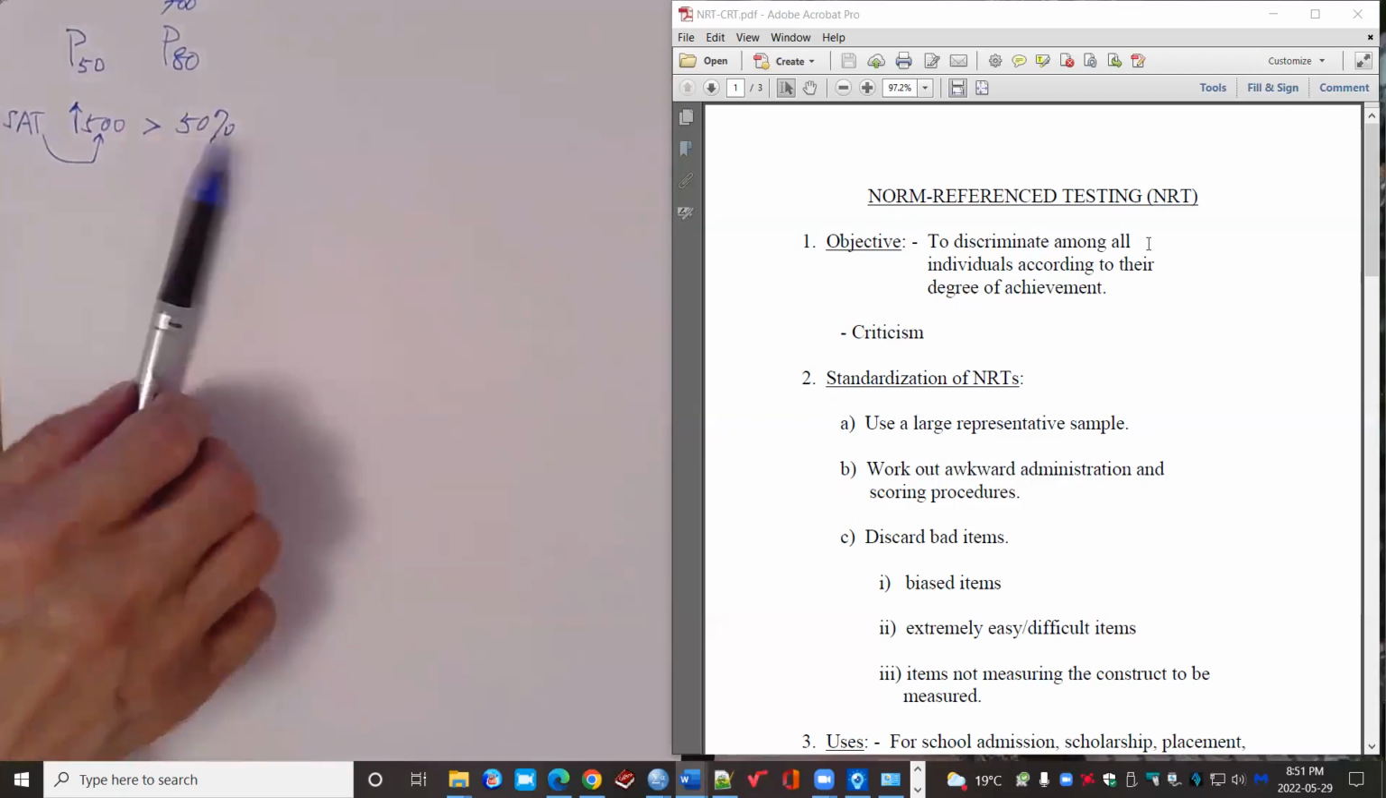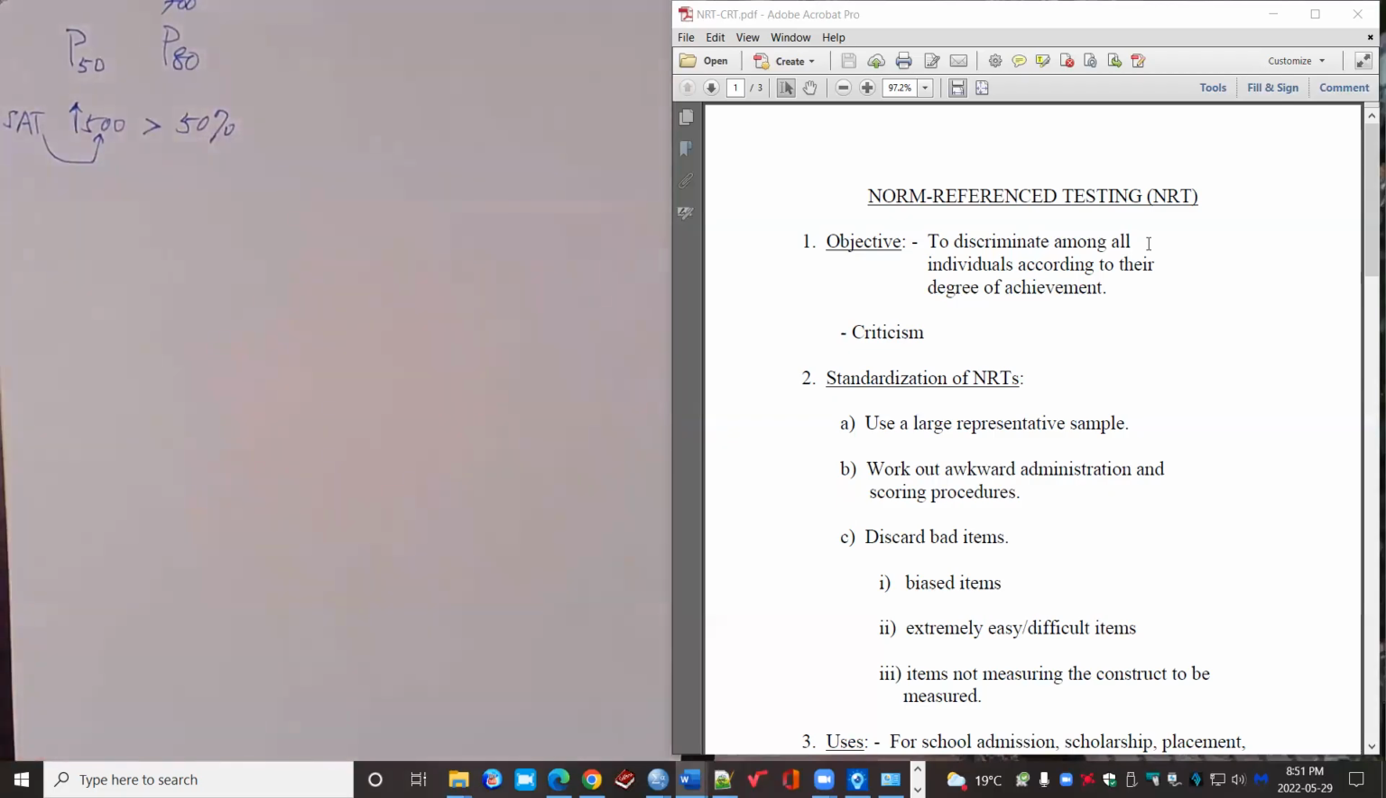All right, so the idea, of course, is to discriminate among all individuals according to their degree of achievement. In a classroom situation, we have something like you are number 1 in the class, number 2 in the class, number 15 in the class. That is norm referenced reporting. All right. Now, so let's take a look at criticism. Then I will talk about the norm group.